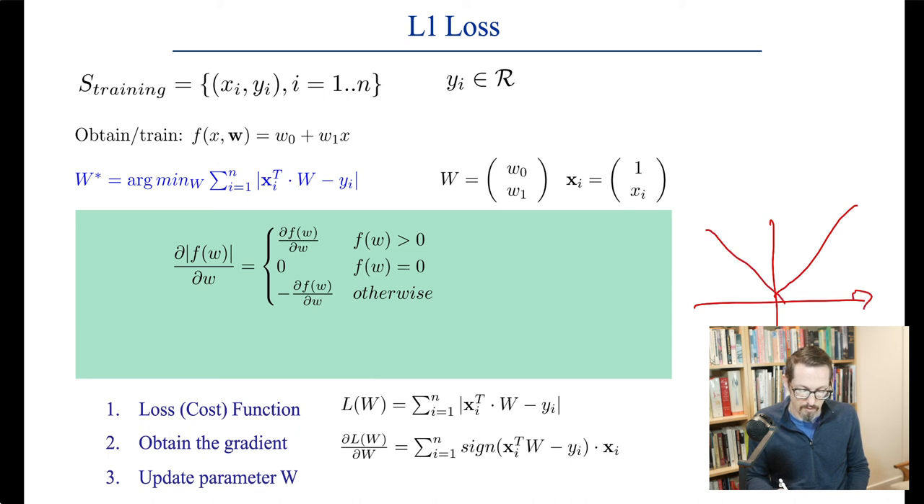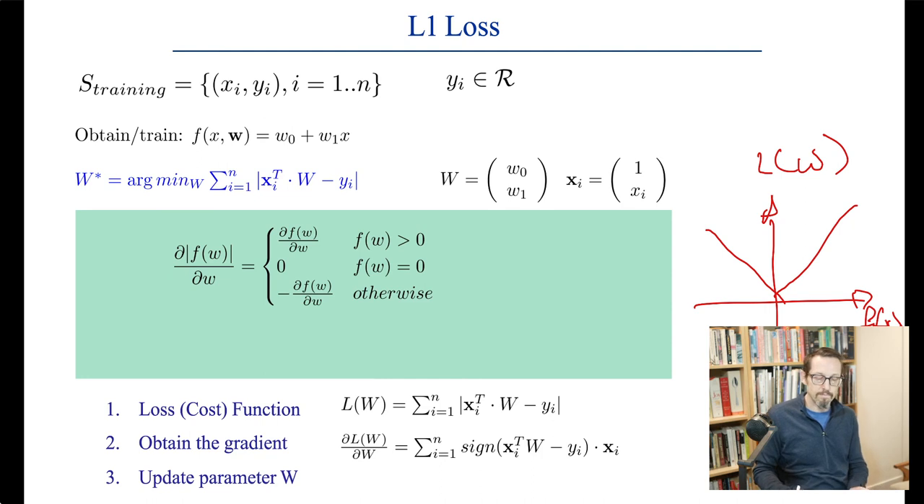So this is positive f sub w, and this is the loss function, right? So we have a piecewise linear thing. Greater than 0, we have a line going this way. Less than 0, we have a line with the opposite slope, and no slope here in the middle, okay? So that's the definition of the partial of an L1 norm.